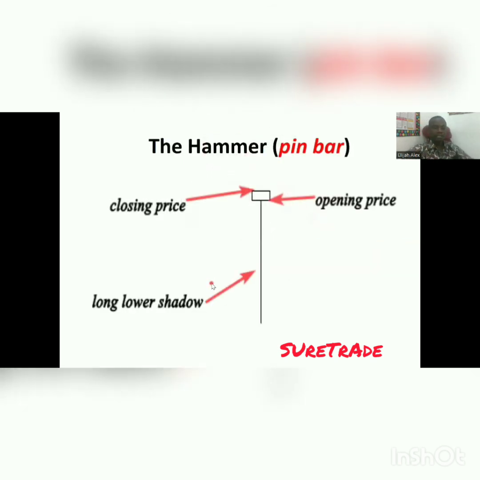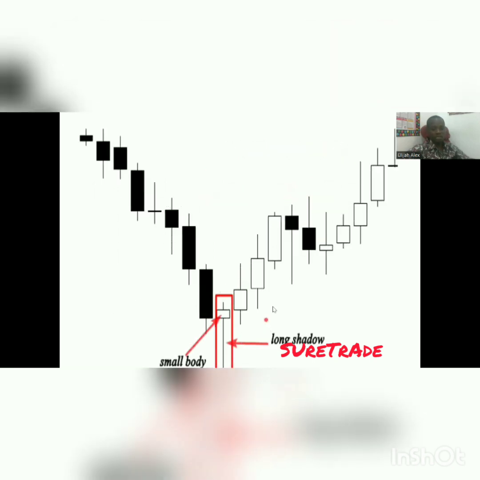Now, the next is called the pin bars. We have two types of pin bars. We have the hammer and the shooting star, or the inverted hammer. But let's talk about the pin bar which is the hammer. This means rejection of price. Most times, this occurs when the trend is trending down.